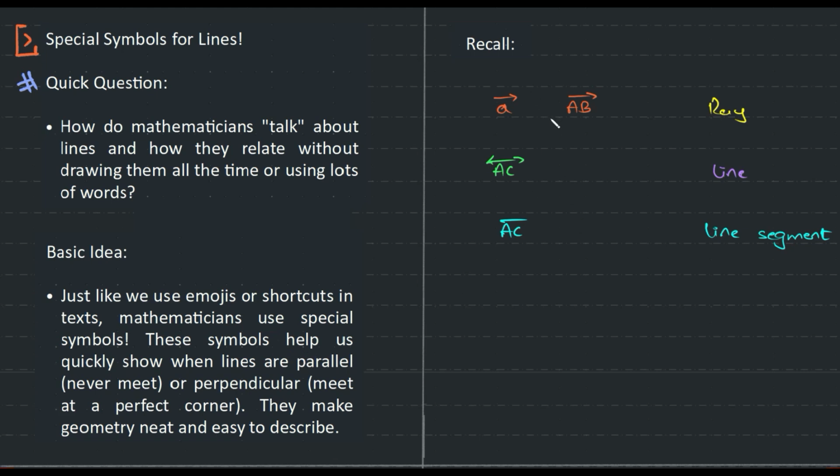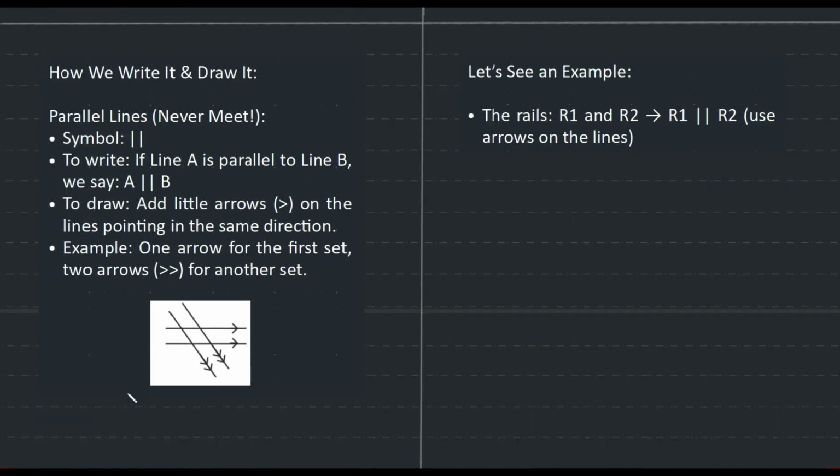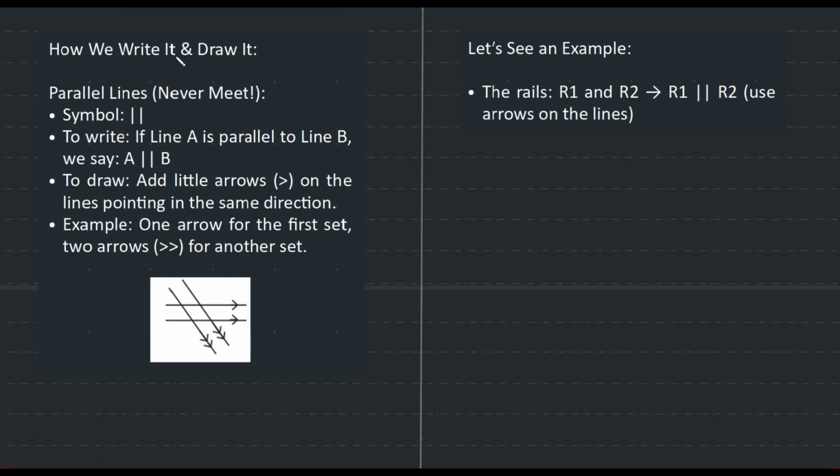Similarly, I hope you guys remember all of this. Similar to this, we have shortcuts or symbols to represent parallel lines and perpendicular lines. That's what we are looking at: how we write it and draw it. First thing is parallel lines. The symbol to represent parallel lines is two straight vertical lines in this manner.